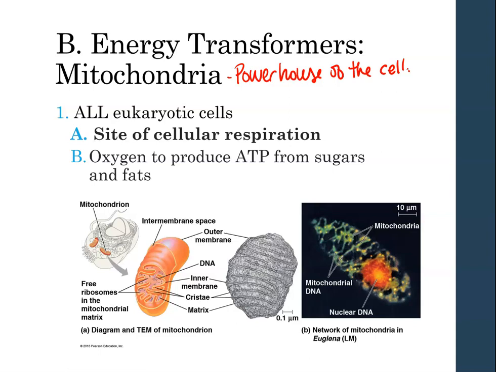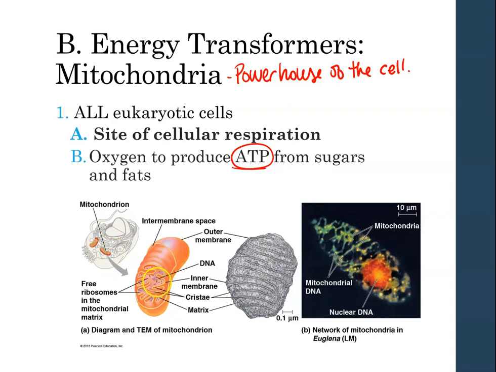But those sugars and fats mean nothing if you can't break them down. So the mitochondria uses oxygen as part of the chemical process to break down those sugars and produce energy that can be used in the cell. Because sugar can't be used directly, we have to convert it into our energy currency, which is a molecule called ATP. So that is the function of the mitochondria. So our book shows mitochondria as these orange structures here.